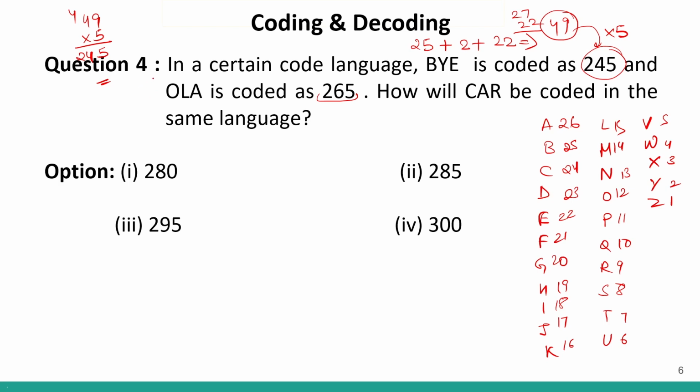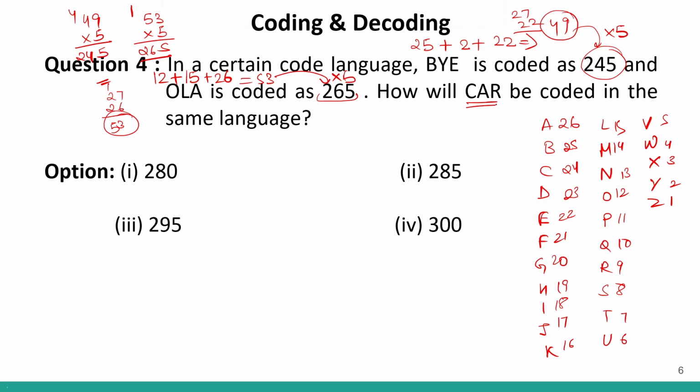What is the sum of the backward ranks? O is 12. L is how much? L is over here, which is 15. A is 26. So to find the sum, this will be 27 plus 26, correct? So this will be 53. If I multiply 53 by 5, this will be 15, this will be 25 plus 1, 26. So this is basically 53 times 5. So sum of backward ranks times 5.